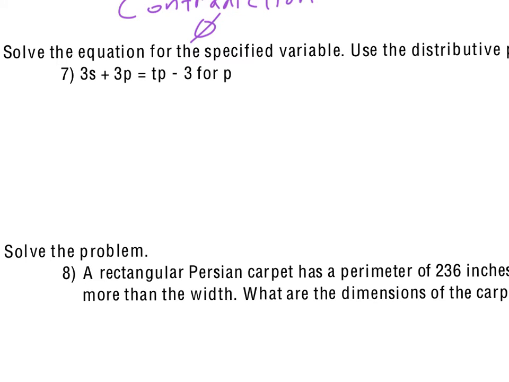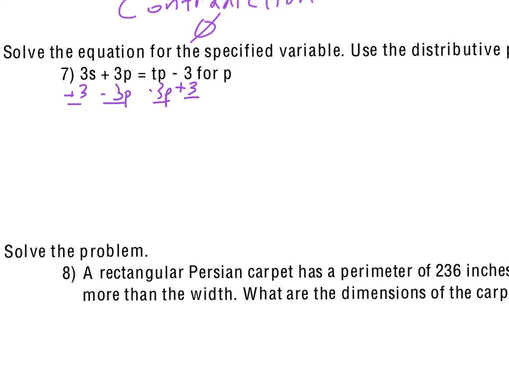For problem 7, we're going to solve this equation for p. One of the tricks here is that we have p on both sides of the equation, so we want to get all the p's to the same side. I would probably decide to just subtract 3p from both sides. If I'm doing that, then I can go ahead and add 3 to both sides as well.